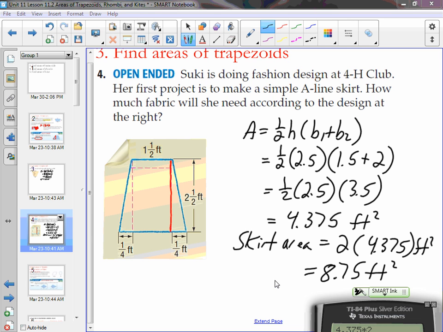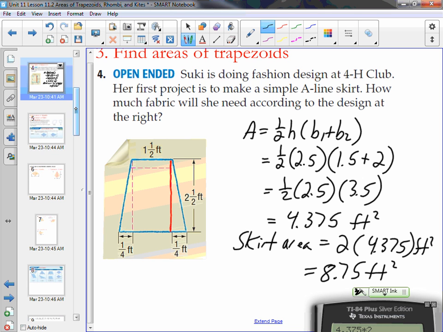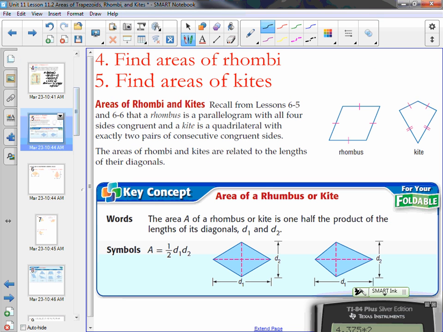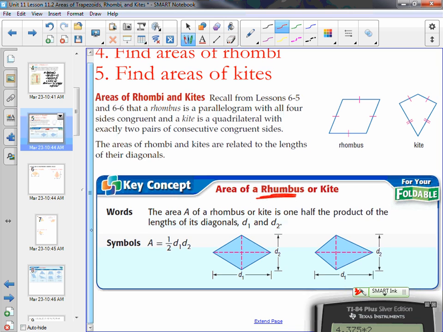All right. Let's see how rhombi and kites, or as they call it here with a typo, a rhombus. All right, now, a rhombus is a parallelogram. Can we use area equals base times height to find the area of a rhombus? Yeah, because it's a parallelogram. But it also works this way, all right?